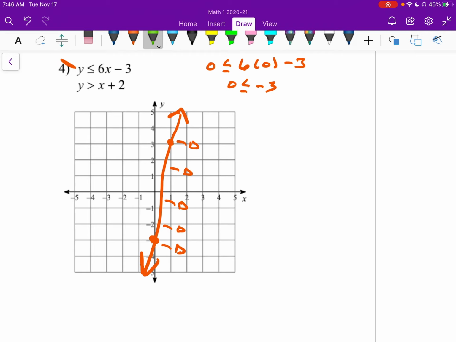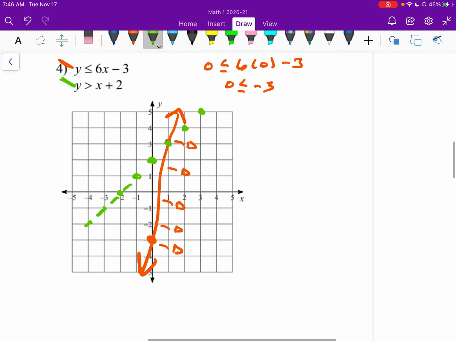All right, for the second one, I'll make it green. It'll have an intercept at 2 and a slope of 1. So I'm going to go up 1 and over 1. It's going to be a dotted line because it doesn't have a line underneath the inequality. Like that. And I'll plug in 0, 0. So I'll say 0 is greater than 0 plus 2. So 0 is greater than 2. Is that a true statement? No. So I'm going to shade, here's the origin, I'm going to shade away from it.